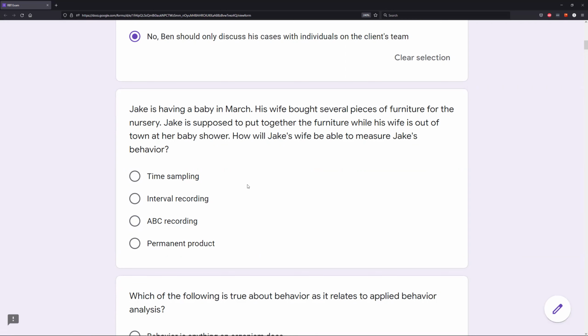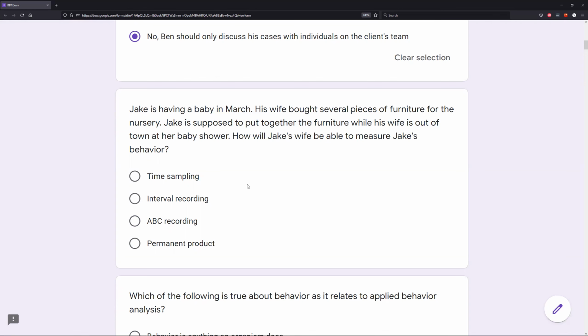Is she going to use interval recording? Well, that's going to be the same thing as time sampling, right? Even though it's discontinuous, we still need to observe the behavior happening. ABC recording, same thing. You have to be able to record the antecedents and the consequences, meaning you need to directly observe what is happening. She's not actually going to watch Jake build the furniture. She's only going to measure the what? She's only going to measure the outcome, the product of the behavior.